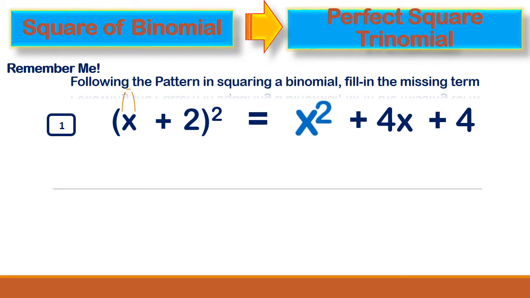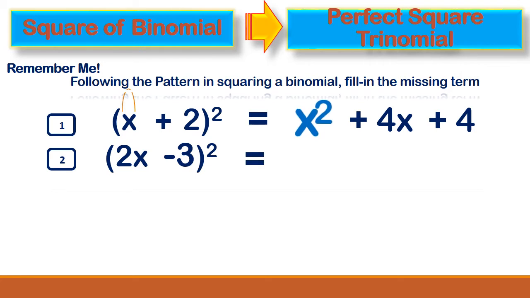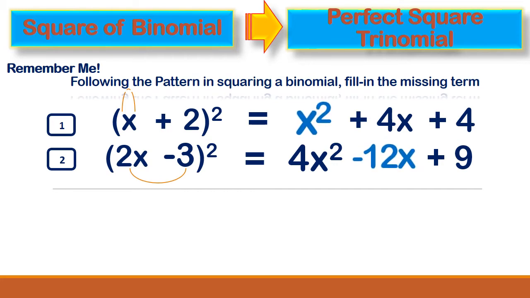Number 2, we have 2x minus 3 quantity squared. So we have 4x squared plus blank plus 9. So what is the missing term? The middle term. So how are we going to get the middle term? Simply multiply 2x and negative 3. So 2x times negative 3 is negative 6x times 2 equals negative 12x. So the middle term is negative 12x.